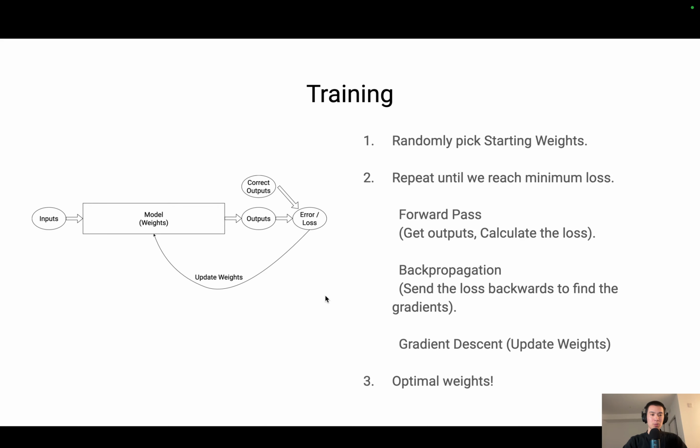Okay, so let's be more precise about what is going on in this diagram for training. Number 1, randomly pick starting weights. 2, repeat until we reach minimum loss. Forward pass, get outputs, calculate the loss. Backpropagation, send the loss backwards to find the gradients. Then do gradient descent to update the weights. And then by the time we reach minimum loss, hopefully we have optimal weights so that our model is now really good at determining if this is a picture of a dog versus a picture of a cat, or whatever it is your model is trying to accomplish.